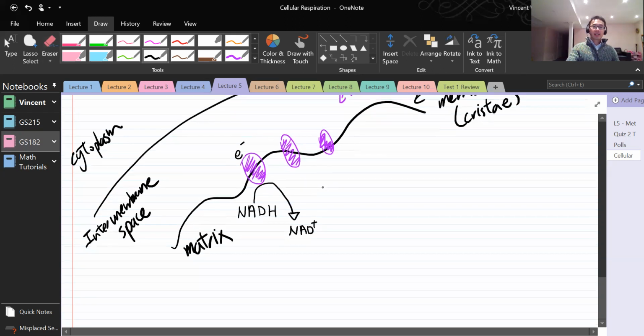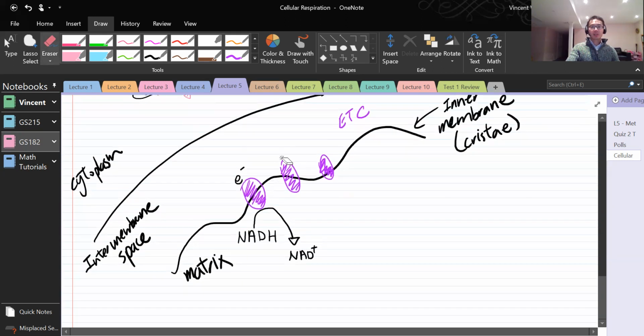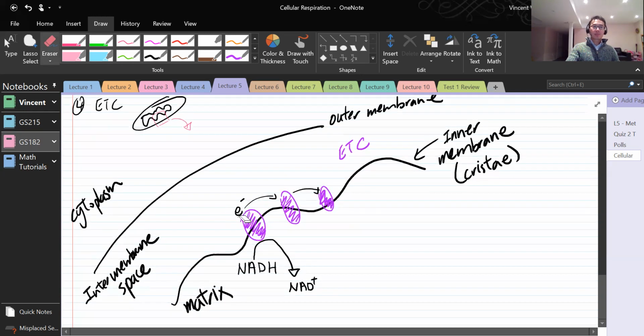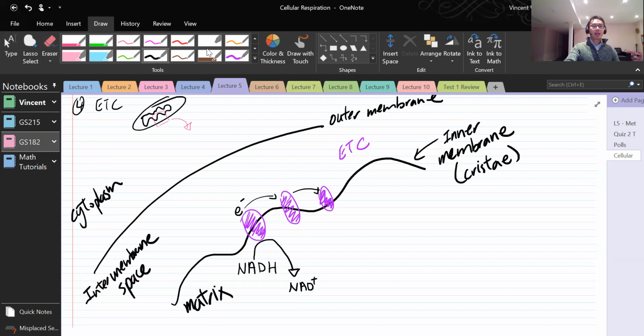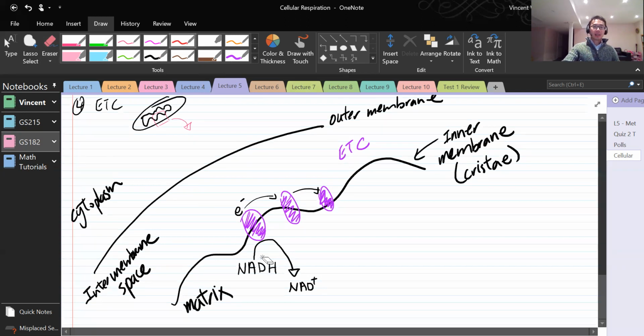So what's going to happen with this electron? The electron will be passed down the ETC. It's like playing a game of hot potato. This gets passed down to the next one and to the next one. As the electron is being passed down the ETC, hydrogen will be pumped from the matrix into the intermembrane space. If we keep on doing this, eventually we will have a lot of H plus in the intermembrane space. Does that make sense?